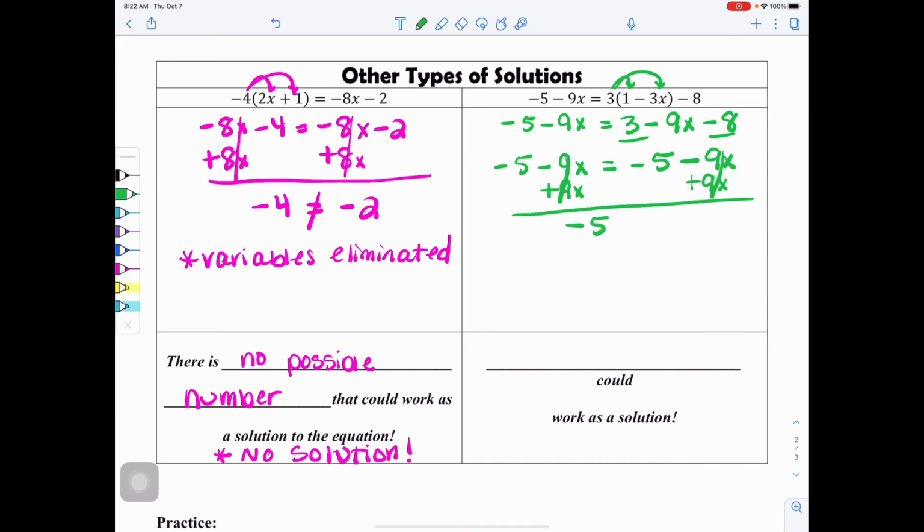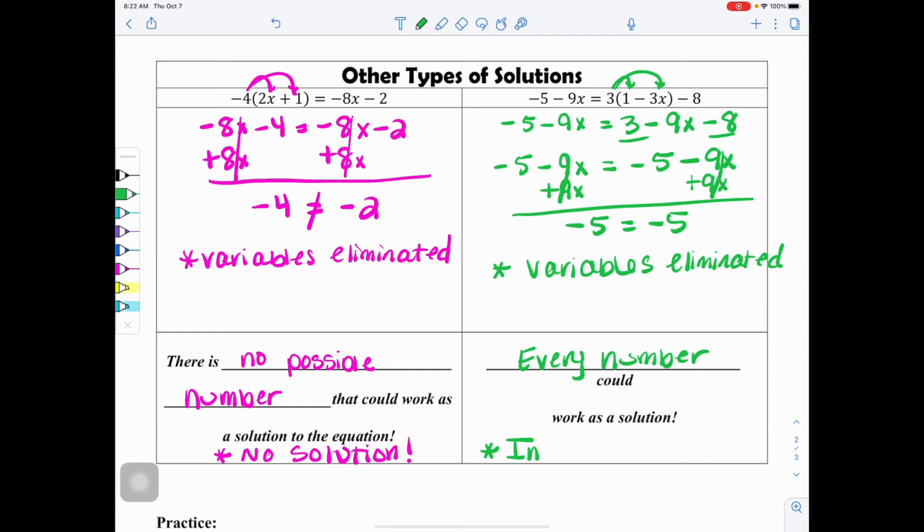And what happens is, again, the variables are eliminated. But look at the numbers that you were left with. Those two numbers are actually equal to each other. So it changes what we write as our solution. So here, because the variable was eliminated and the numbers that are remaining are actually equal to each other, that means every number could work as a solution. So this is an example of what we say is infinitely many solutions.